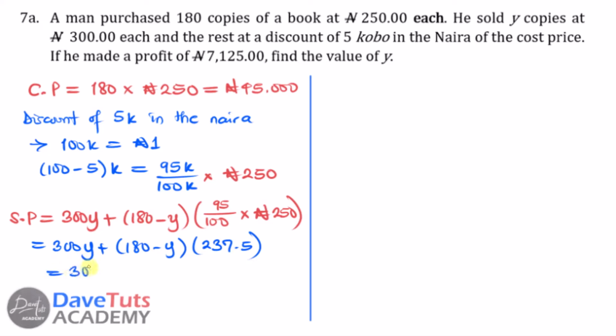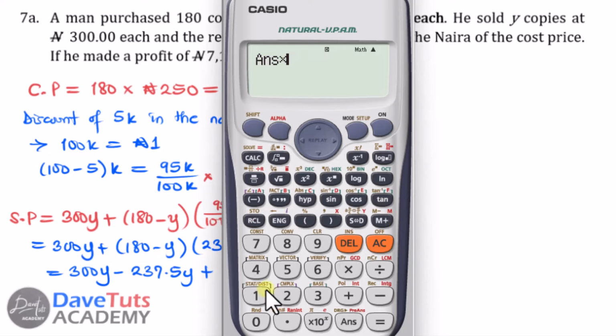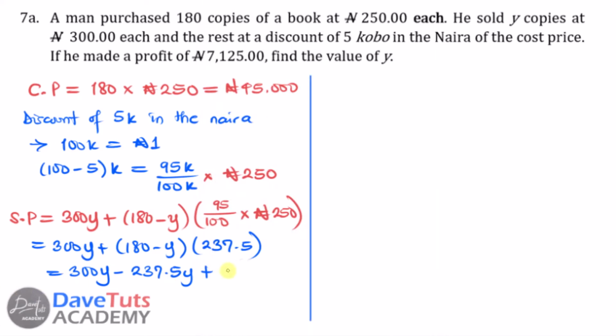This will be 300Y. Now we have 180 multiplied by 237.5 and minus Y multiplied by 237.5. I want to do the Y first, so I have minus 237.5Y, this minus Y multiplied by this, then plus 180 multiplied by this. Okay, so let me use my calculator. This answer multiplied by 180, so that's 42,750. We can still break this further down.